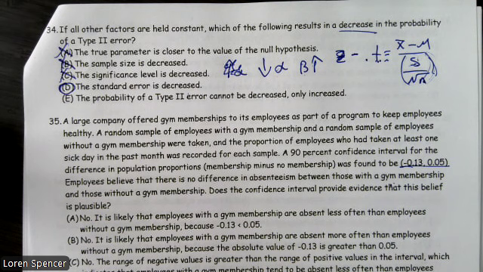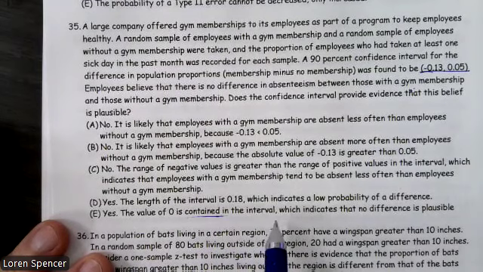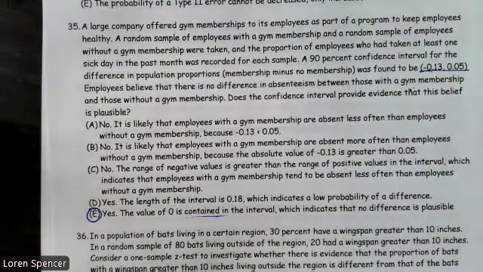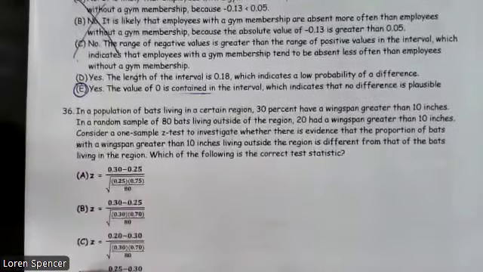Well, looks like it might be plausible to me. And the reason it's plausible to me is because no difference means zero is contained. And I look at this and I go, hey, if zero is contained, then it's plausible. So yes, the value of zero is contained in the interval, which indicates no difference. All right. And we could have eliminated those because we knew 0 was contained.